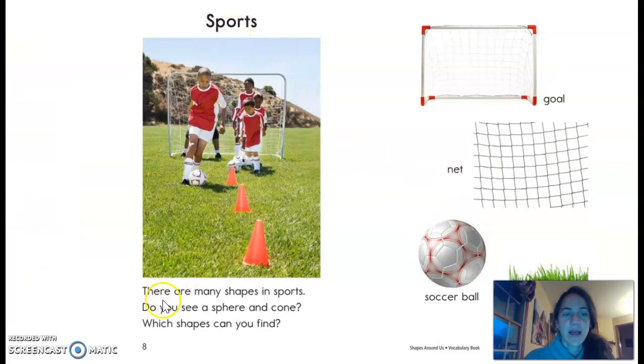Sports. There are many shapes in sports. Do you see a sphere and a cone? Which shapes can you find? Goal, net, soccer ball, and grass. I see squares. I see a circle. What do you see?